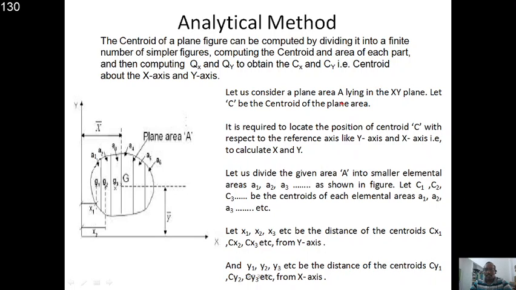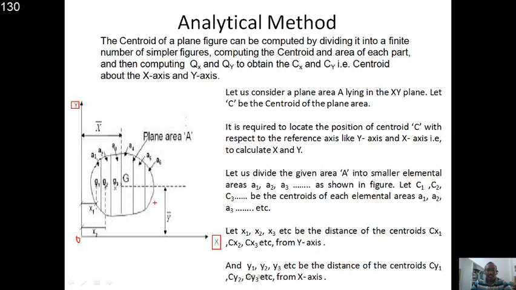Let us consider the plane area A lying in the xy plane. Let C be the centroid of the total plane area. It is required to locate the position of centroid C with respect to the reference axes, the y-axis and x-axis. In this case, the reference axes are the x-axis and y-axis, and the origin is here. Let us divide the given area into small elemental areas.